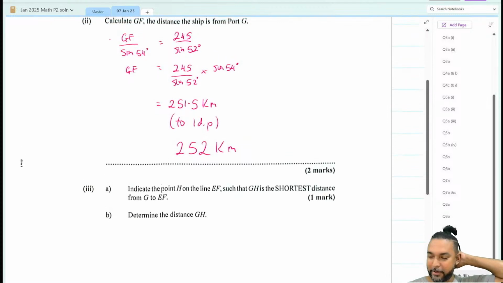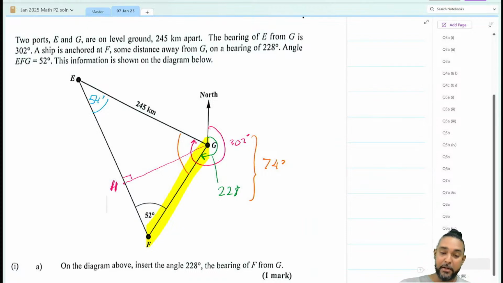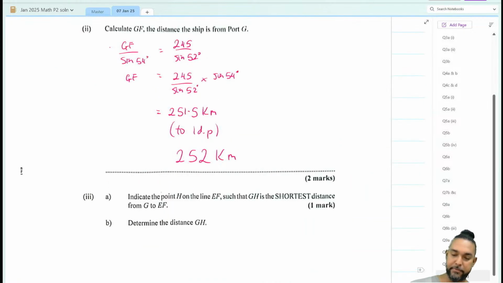All right, okay. I kind of saw that one coming. Determine the distance GH. No problem. Well, you have multiple right-angled triangles. You have 2 of them, right? So this side is opposite the 54, and you have your hypotenuse. So that's sine. So sine 54 is GH over 245.